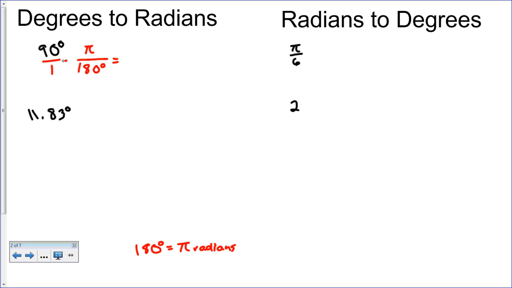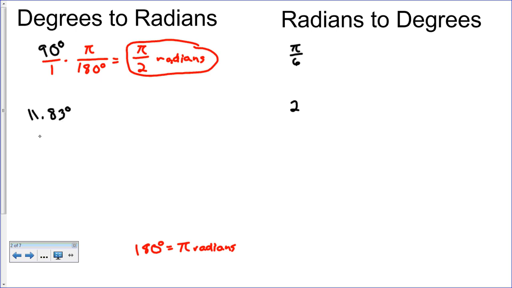So 90 over 180 will become 1/2. So this is really pi over 2. Okay, and then you can write radians out to the side here, but basically we assume if there's no unit that we're talking about radians. Okay, so I wouldn't bother putting radians on stuff that you're converting to radians.